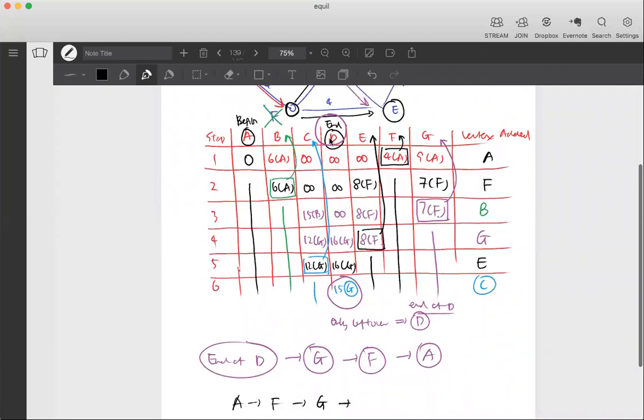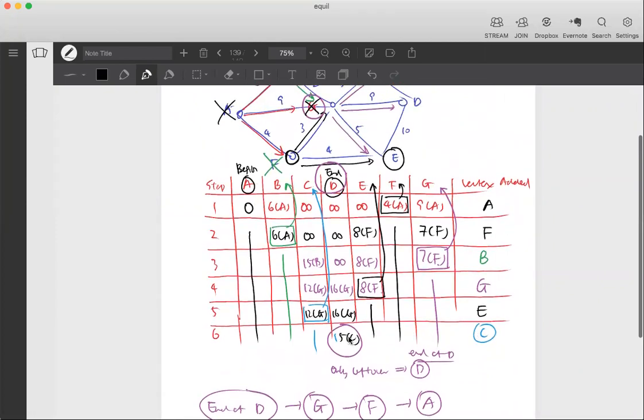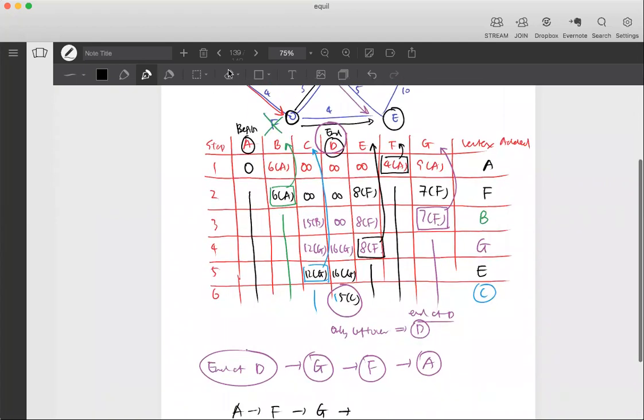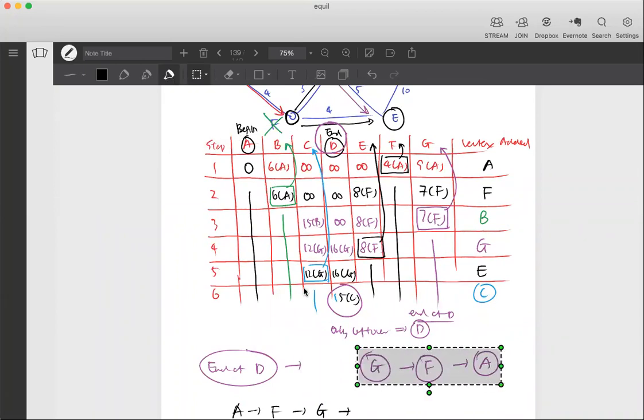So D is coming... I've labeled this one wrong. Oopsies. This 15 here is from C, because the vertex we added was C. Okay, that's a huge mistake. This 15 is from C. So let me just quickly fix this part. D is from C. The next part just corresponds.